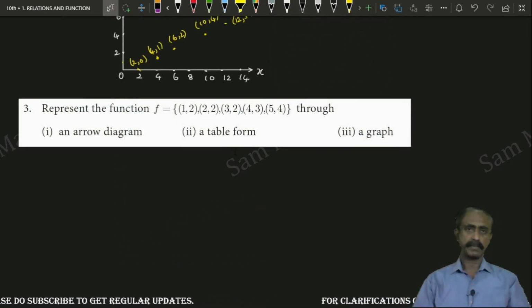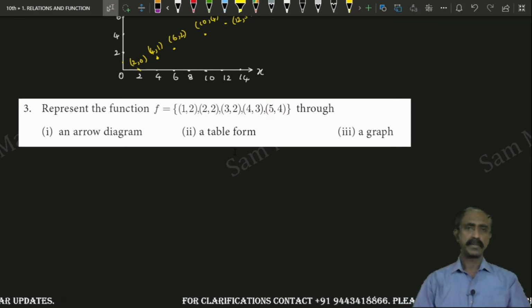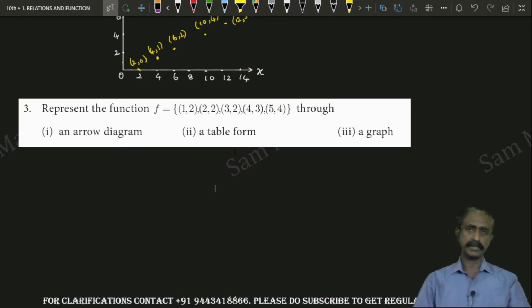Third question, represent the function f. They have given the ordered pairs. You have to go for the arrow diagram, table and graph. This I am leaving for practice.